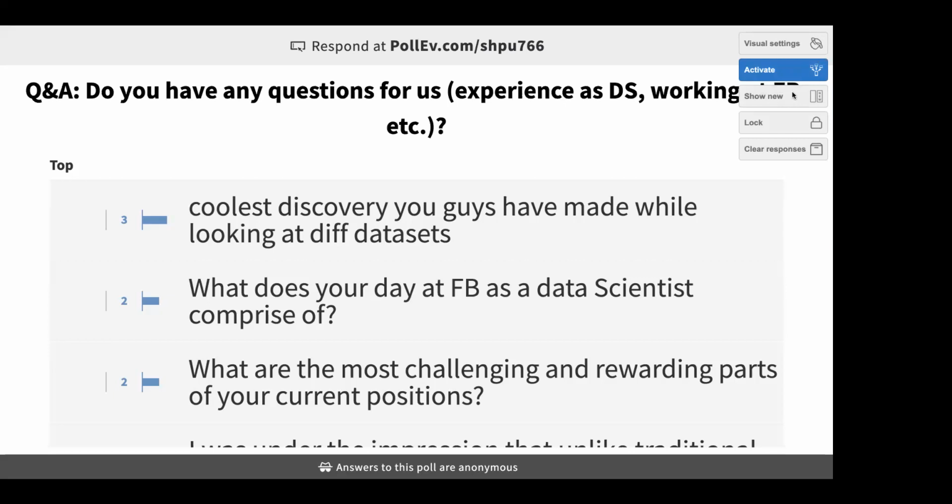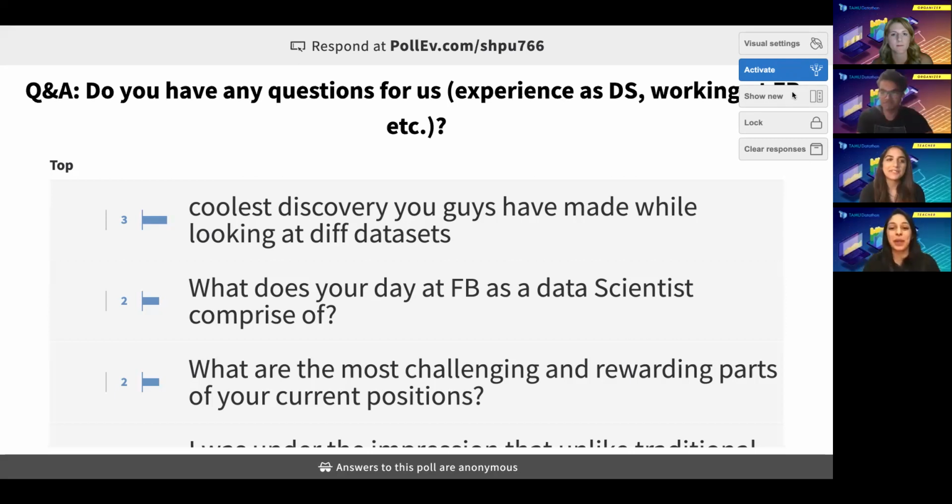Okay, cool. Yeah. So there's one that says, I was under the impression that unlike traditional science and statistics, which always starts with a hypothesis, data science is all about figuring out what the data tells us and then forming a hypothesis. Any thoughts? So yeah, that's a really cool point.